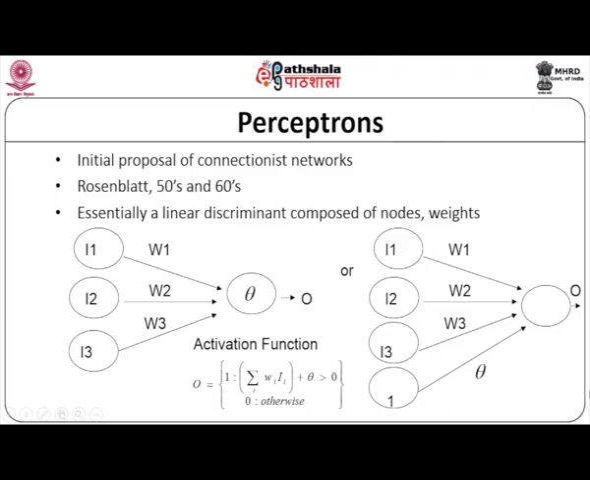Now, let us understand what a perceptron is from a neural network perspective. Actually, a perceptron is a connectedness network. In other words, you will have multiple nodes, and these nodes will be interconnected by means of links. This is essentially a linear discriminant composed of nodes and weights. Here in this diagram, you can find L1, L2, L3 connected to another node by means of weights called W1, W2, W3.